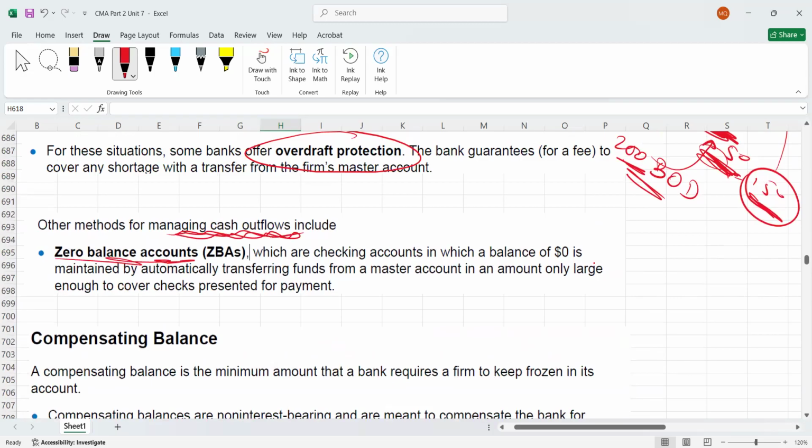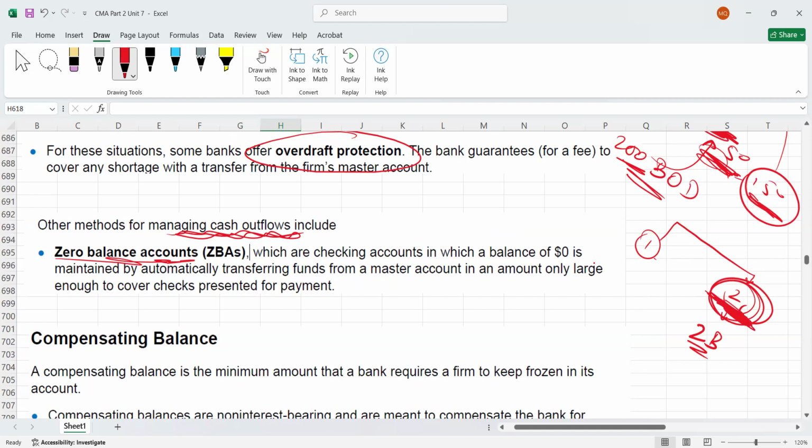Zero balance account. Here, let's assume you have two bank accounts. This is account one, this is account two. This account is designated for zero balance. Zero balance means, for example, if I want to make a payment, I'll write the check on this account. The bank will take the money from the main account, transfer it here and clear the check. Then this account becomes zero again.